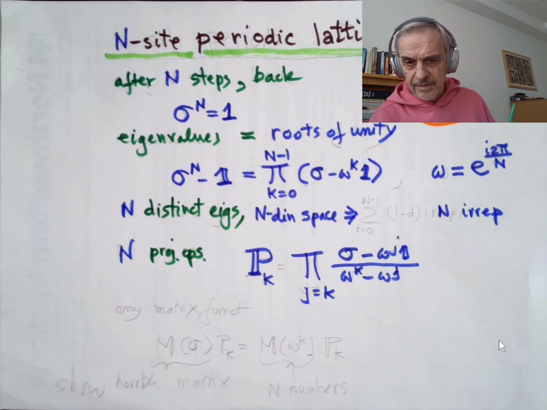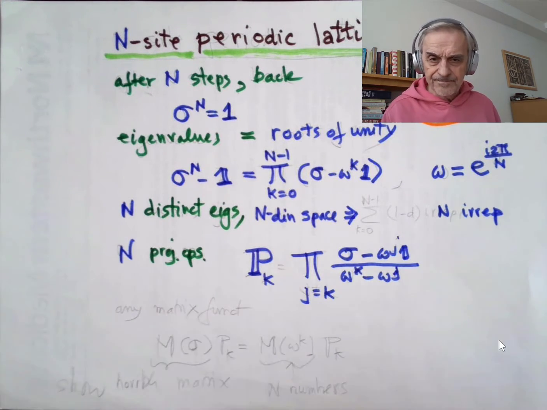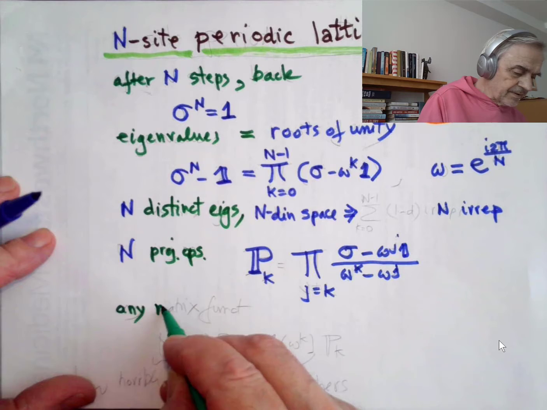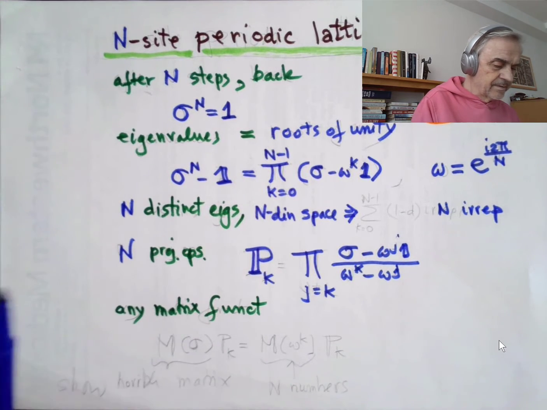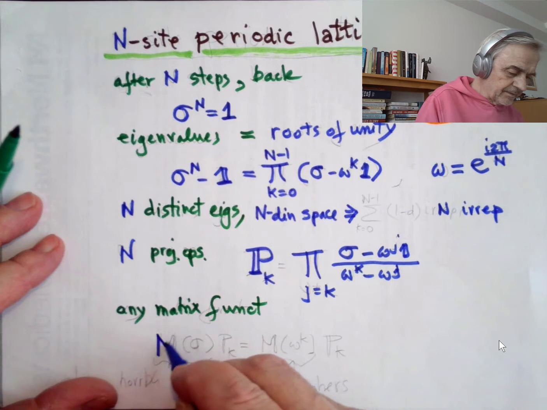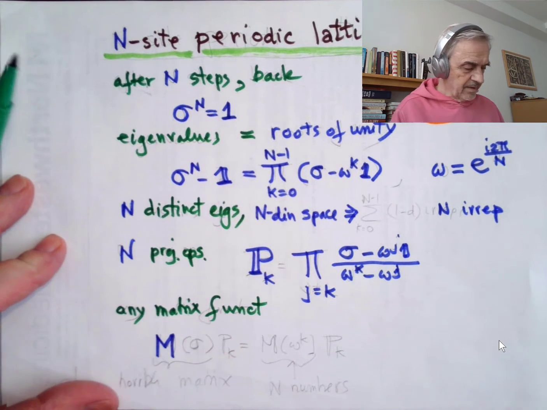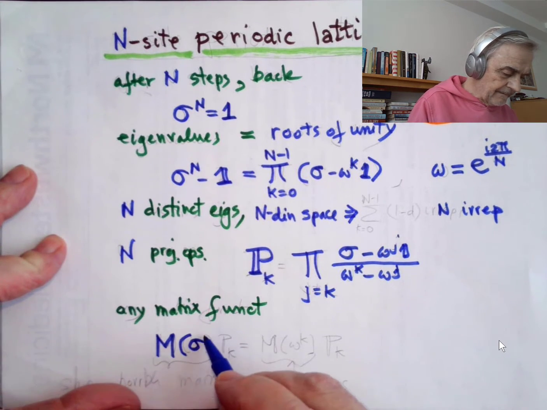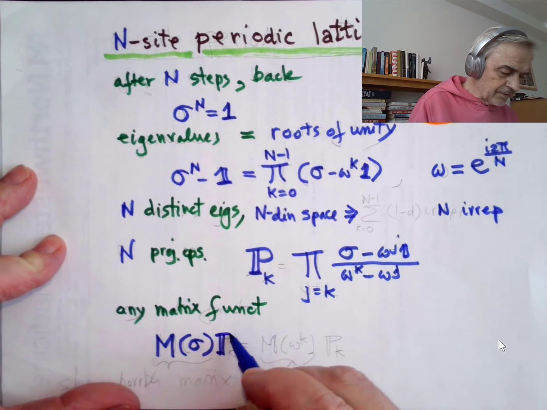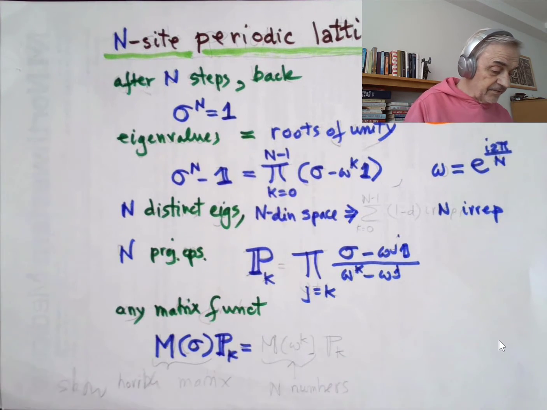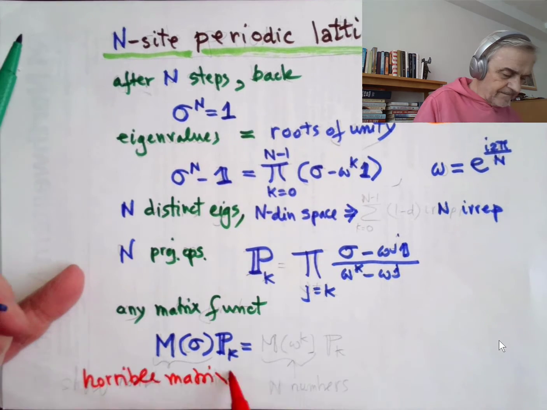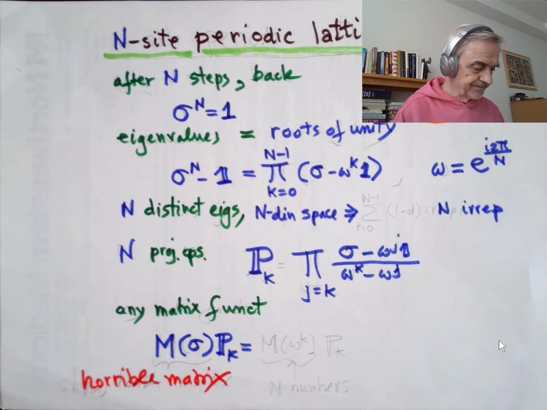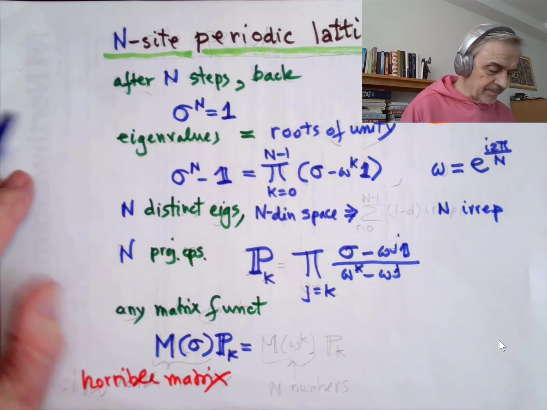Usually you won't see them in this form. You can rewrite this as a sum. It's an exercise in the book. You take any matrix function of this matrix. So this is any function. If this is a scalar, this is a scalar, but this is now a matrix function, n by n. And if you multiply it by projection operator k, this thing can be a horrible matrix. I'll show some examples with lots of entries every place. N times n dimensional ugly matrix.